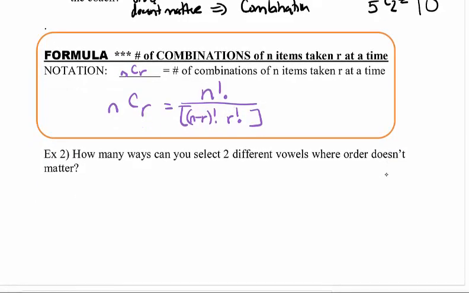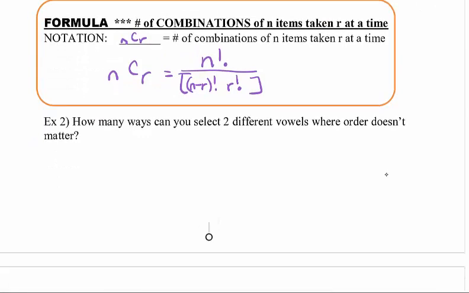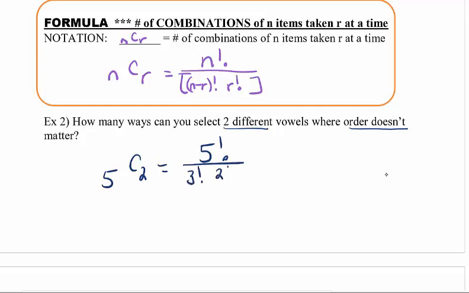Going to number 2, how many ways can you select two different vowels where order doesn't matter? Different vowels means there's no repetition. Order doesn't matter means it's a combination. We have 5 vowels, so 5C2. That again means 5 factorial. If we were doing permutations, we would do 5 minus 2, which is 3 factorial. But now we take out anything that repeats, which is the 2 factorial. If we were going to do this by hand, you would do 5 times 4 times 3 factorial.